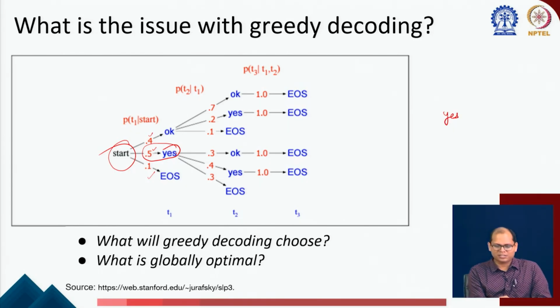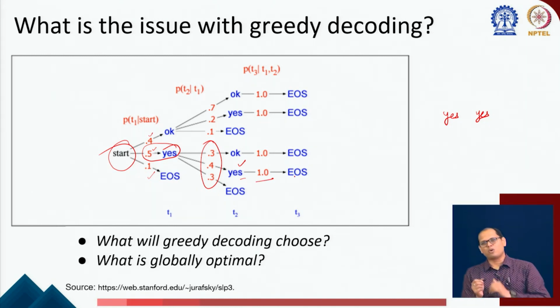Next, I take yes as the next token and generate the next distribution. So this is my next distribution: 0.3 to OK, 0.4 to yes, 0.3 to EOS. Now which of these words will I choose as per the greedy decoding? I'll choose yes again. So again yes. So now I start with a yes, and next time my distribution is only 1 to EOS, others have probability 0.